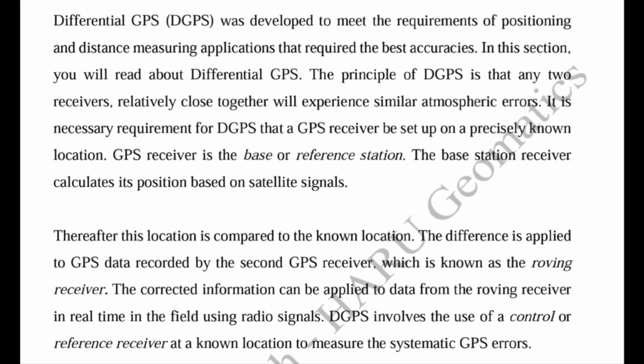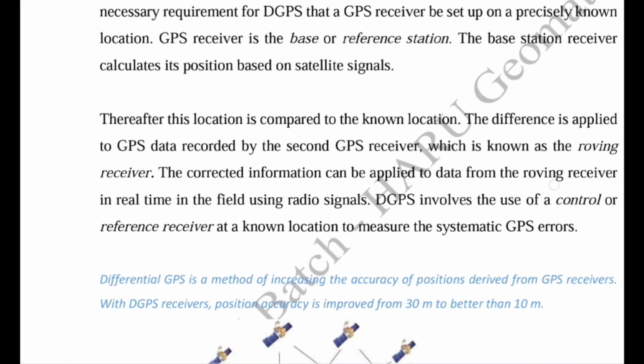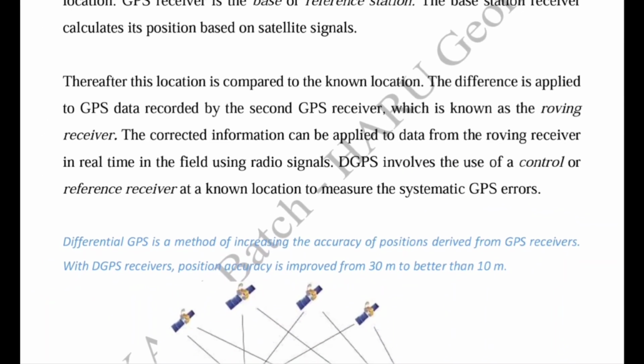And this data correction can be applied in two forms, means it can be post processed to get the accuracy, and it may also be applied to the roving receiver in real time with the help of the radio signal. So we will study the types of DGPS in which these two methods can be applied, and they have different names. Post processing accuracy is achieved in the static DGPS, and RTK DGPS has the real time accuracy or real time correction.